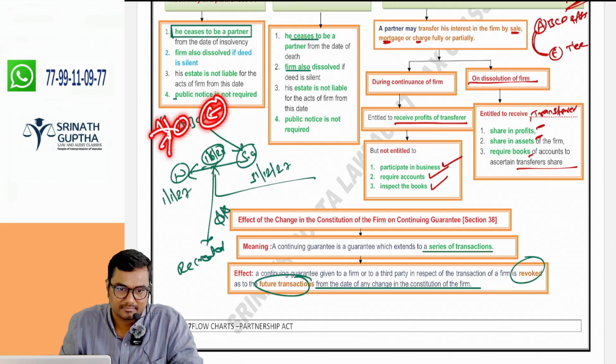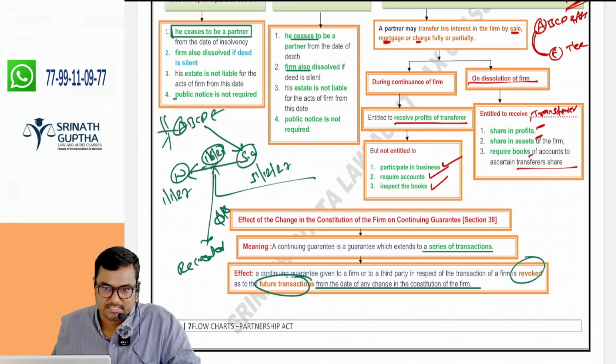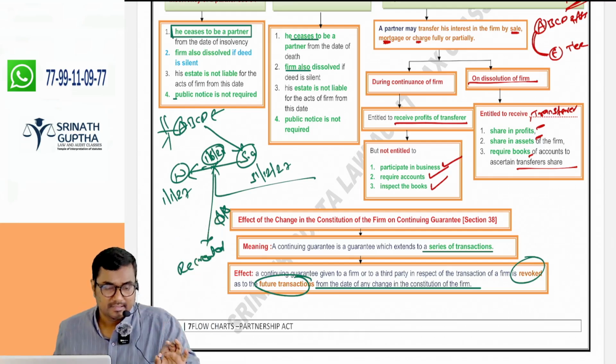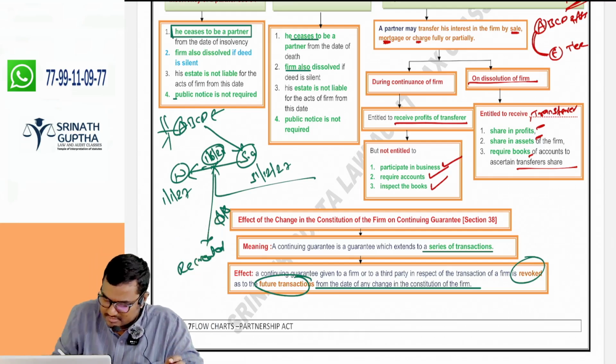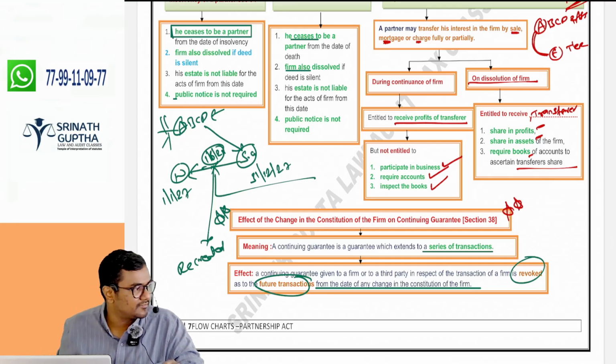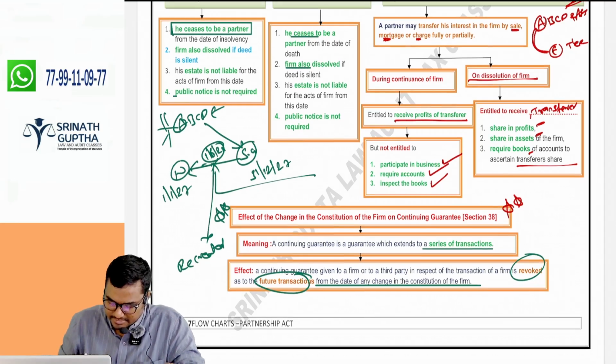Then on the 16th or 27th, E is introduced and the firm is reconstituted. From the date of reconstitution of the firm, the continuing guarantee comes to an end for future transactions, because the agreement becomes void since the old firm is not there. 2 stars. A continuing guarantee is a guarantee given for a series of transactions, and it comes to an end from the date the firm is reconstituted.